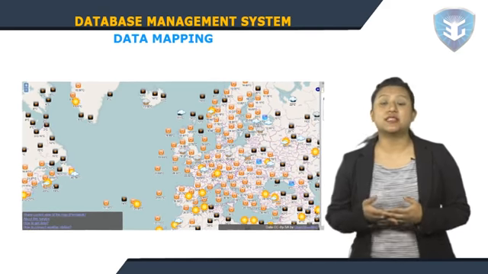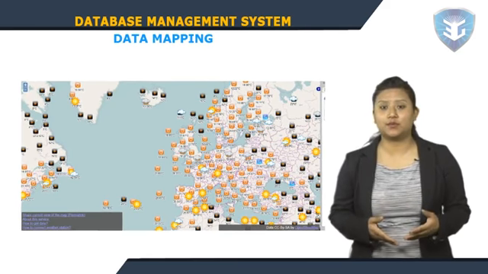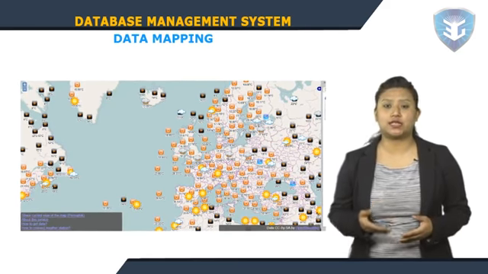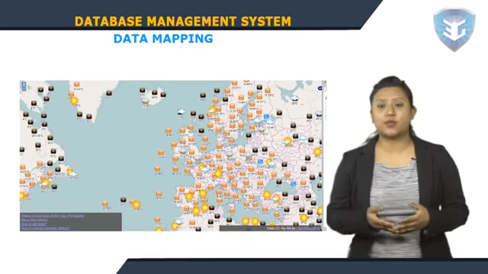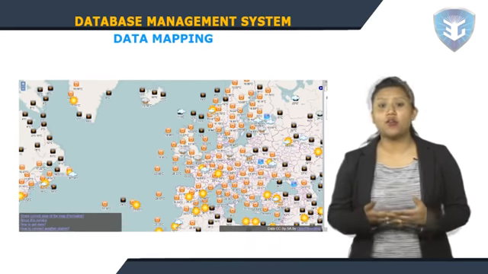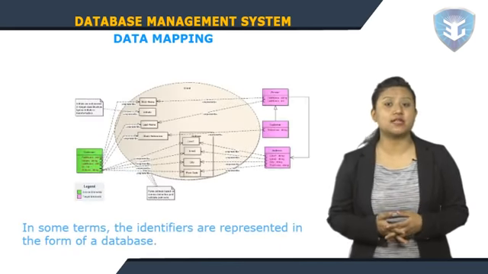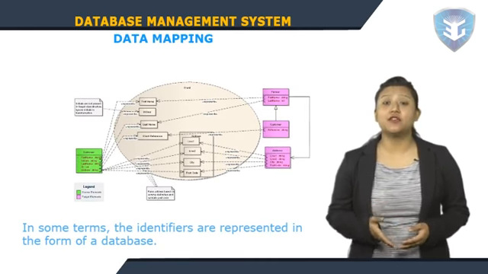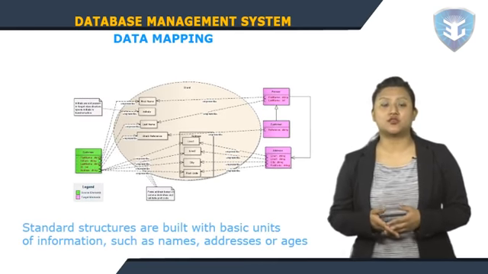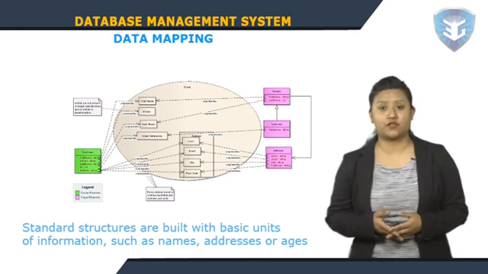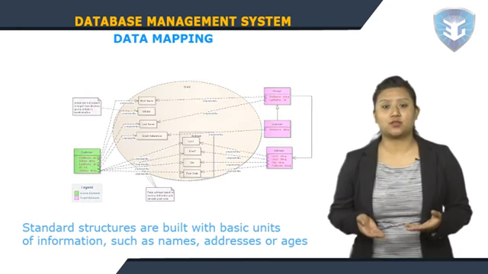The data element itself needs to be identified and named, a clear definition of the data needs to be determined, and representation of the values are enumerated. In some terms, the identifiers are represented in the form of a database. Standard structures are built with basic units of information such as names, addresses, or ages.